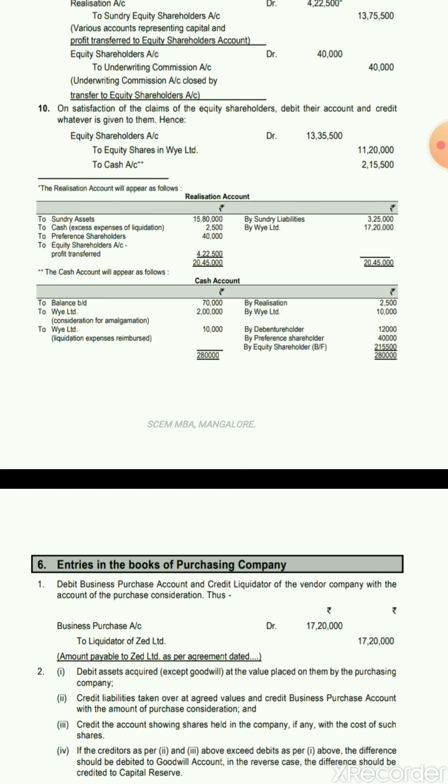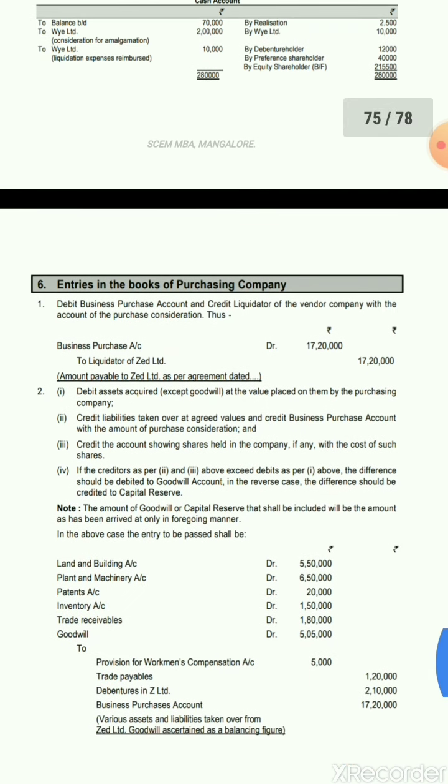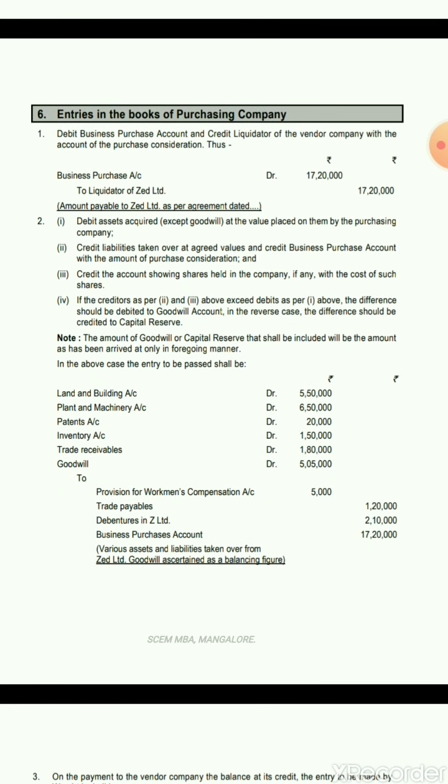So this is also one of the ways with the help of which you would get the equity shareholders. Okay, now we shall see the books of purchasing company.